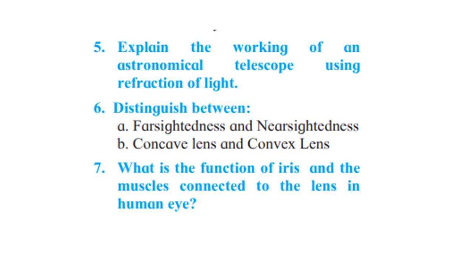What is the function of iris and the muscles connected to the lens in the human eye? That is the seventh question. The seventh question answer is given to you on page number 86, last paragraph. All the points are given over there and you can read and see the answers over there.